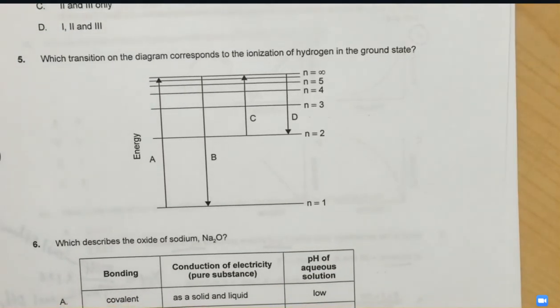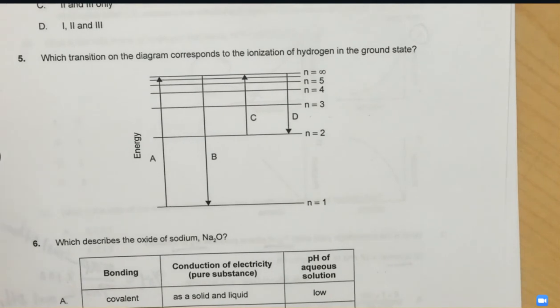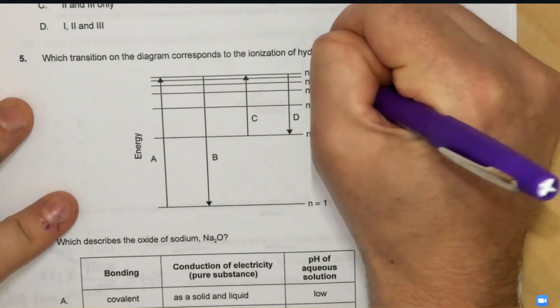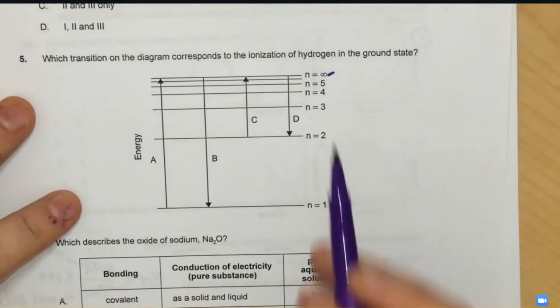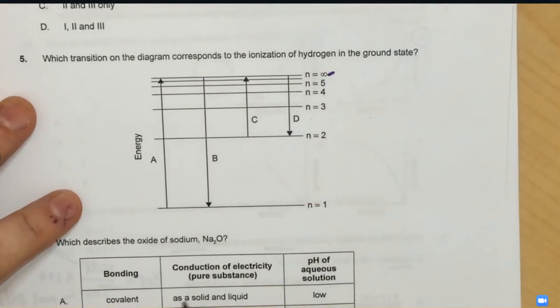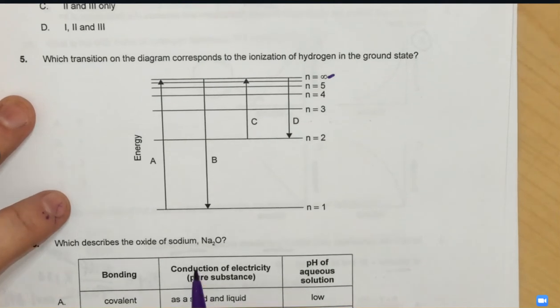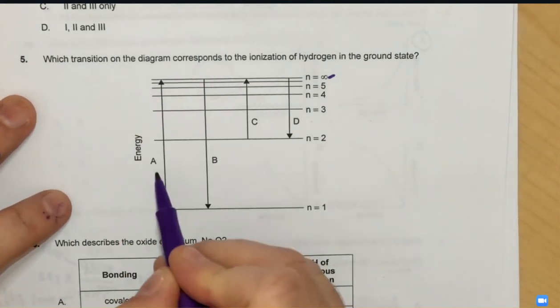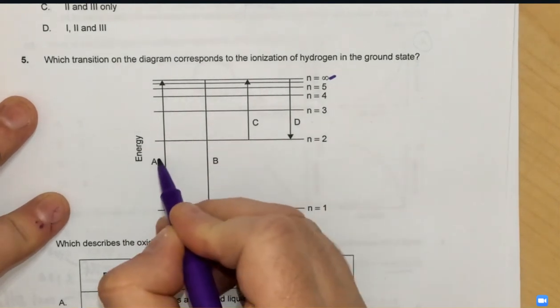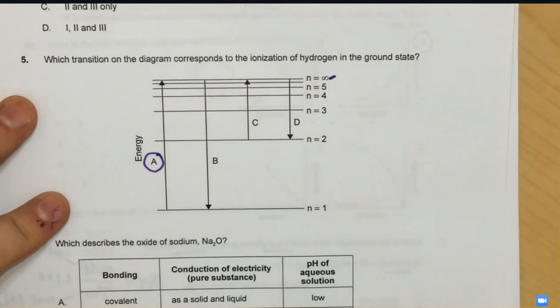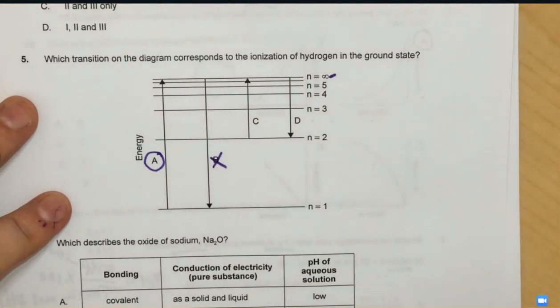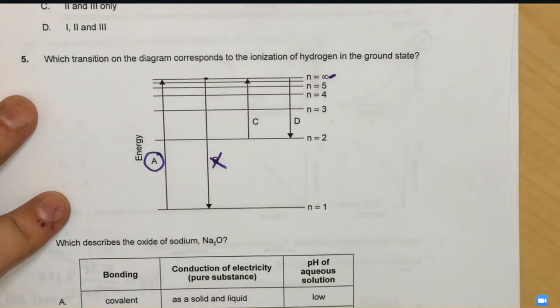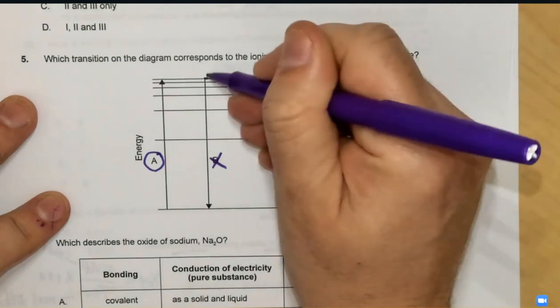Which transition on the diagram corresponds to the ionization of hydrogen in the ground state? So remember, n equals infinity is the amount of energy required to ionize. So we're adding enough energy to an electron to make it leave. If we're adding energy, it's promoted to n equals infinity, so it's choice A. Choice B would never occur because if an electron gained that much energy, it wouldn't be able to return back down because it would have been removed from the atom.